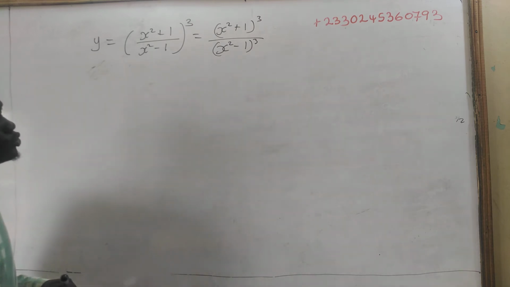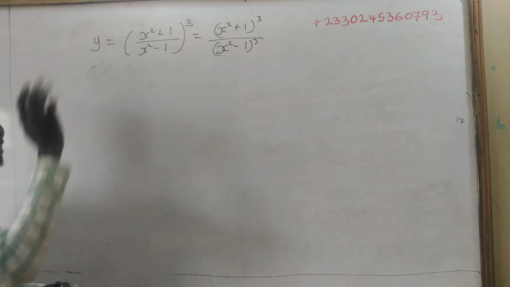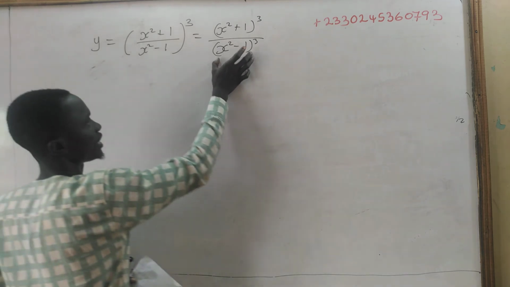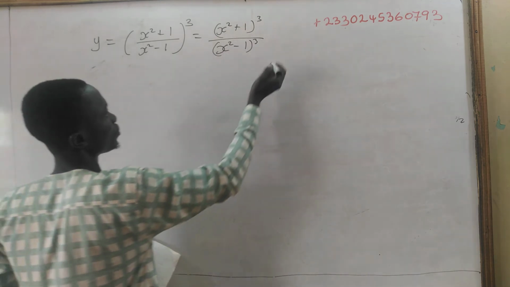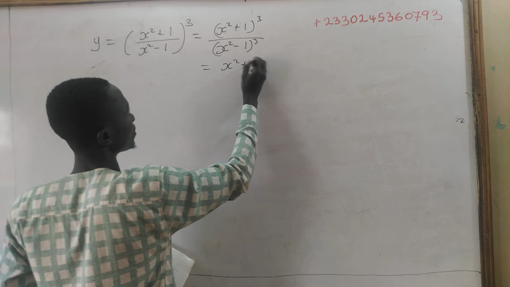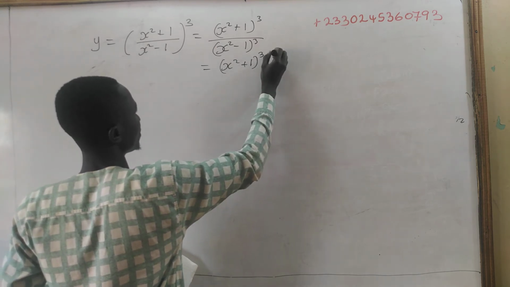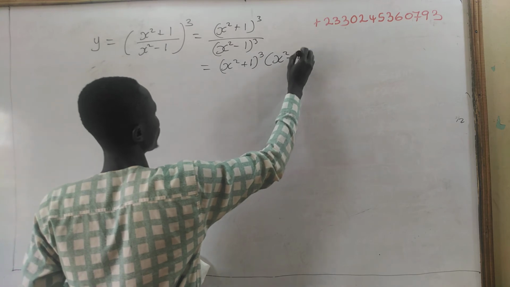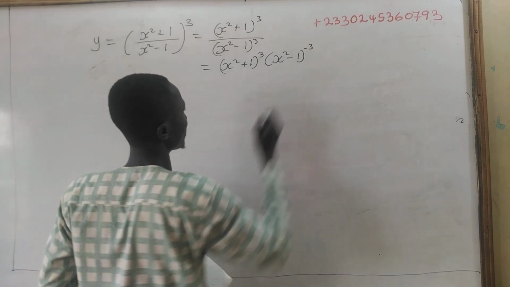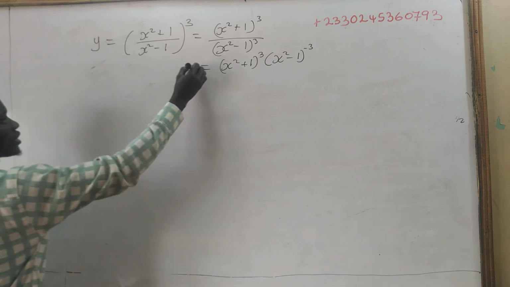So now, should we use the quotient rule? No, I don't like that. I don't want to be subtracting and dividing. So I'll just bring this one to the top to get it as x squared plus 1 to the power 3 times x squared minus 1 to the power negative 3. Wow. Let's enjoy the lesson.